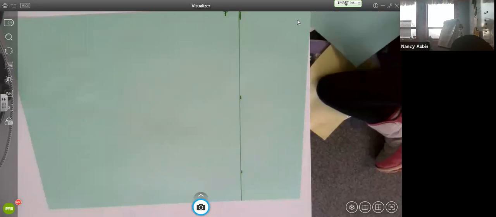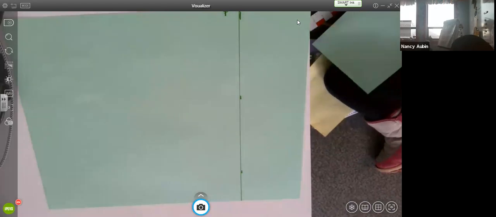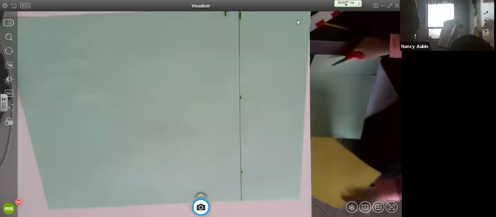So here's what I'm seeing. Some of you think you can eyeball this. You cannot eyeball it. If you eyeball it, this whole activity, nope, is it gonna work? You gotta turn it horizontally to do your measuring. I'm gonna show you again.